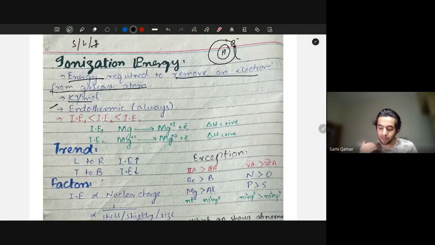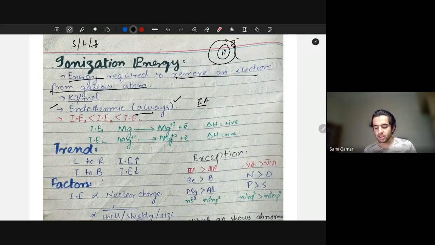Endothermic means that we will have to supply energy. So ionization energy is always endothermic. This is an important one, because there is a difference between ionization energy and electron affinity that we need to talk about in case of endothermic and exothermic. So ionization energy is always endothermic. We need to supply energy.